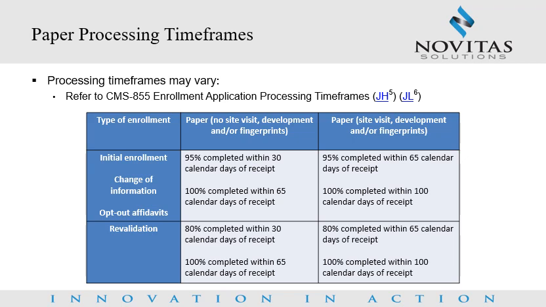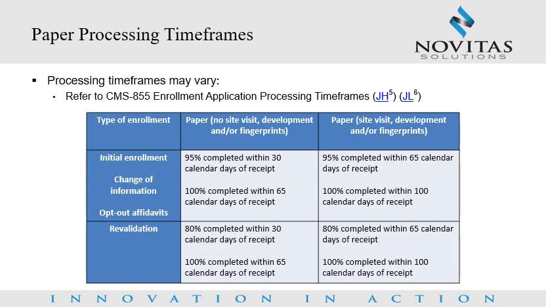For paper initial enrollment, change of information, and opt-out affidavits that do not require a site visit, development, and/or fingerprints, 95% of applications are completed within 30 calendar days of receipt, and 100% are completed within 65 calendar days of receipt.